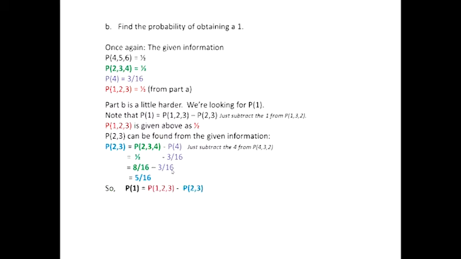Okay, that's part B. So your probability of 1 is the probability of 1, 2, 3 minus 2, 3. So 1, 2, 3 was up here as 1/2. 2, 3, we just calculated down to 5/16. So it's 1/2 minus 5/16. 1/2, remember, is 8/16. Take away 5/16 is 3/16. So that's the answer, part B.